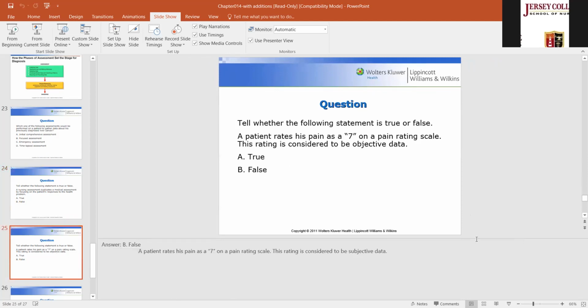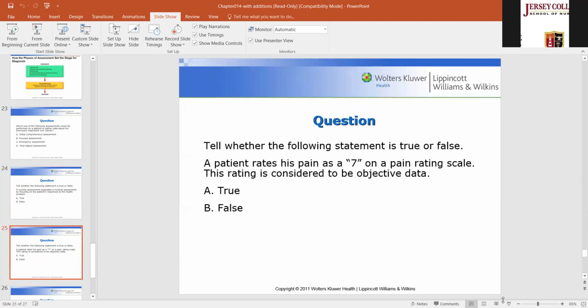The following statement, true or false? A patient rates his pain as 7 on a pain rating scale. This is considered objective data. False. Why is it false? It's subjective, because the patient is telling you the pain level, we cannot see it. Yeah, thank you. We cannot see it. We cannot measure it. Good.